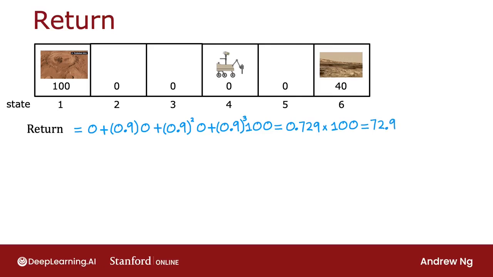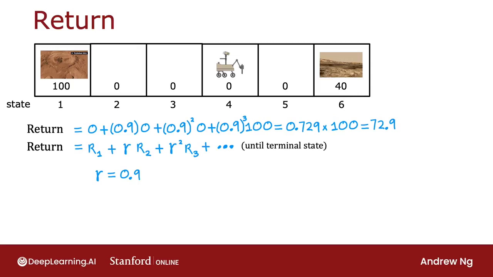The more general formula for the return is that if your robot goes through some sequence of states and gets reward R1 on the first step, and R2 on the second step, and R3 on the third step, and so on, then the return is R1 plus the discount factor gamma, that's Greek alphabet gamma, which I've set to 0.9 in this example, but gamma times R2 plus gamma squared times R3 plus gamma cubed times R4 and so on until you get to the terminal state.